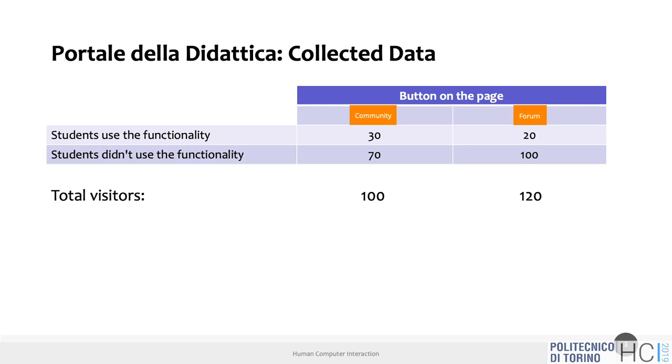And in the alternative version, we have instead 100 visitors, so 20 less. But you know, it's a random assignment, so we cannot control it exactly. Of those 100 people, 70 didn't use the function, didn't click on community, while 30 did. So, what do you see? Is community better or forum better? Or is it the same? Just looking at this, opinions.